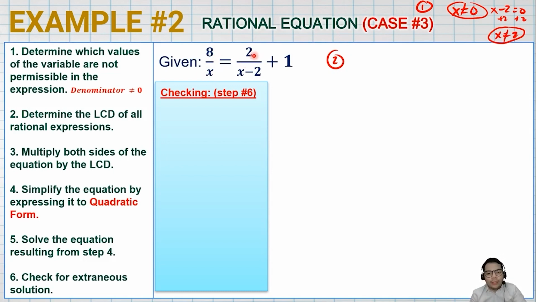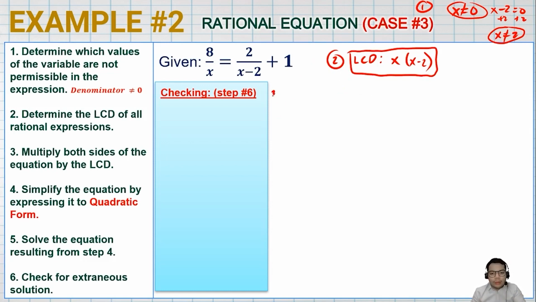So, we have 8 over x and 2 over x minus 2 as our rational expression. So, ang gagawin natin, get the LCD. Sabi dun sa video, once again, we just need to get the product of the denominators for these kinds of rational equation. And so we have x times x minus 2 as our LCD. So, that will be our second step. Yan. Third step, ang sabi dyan is we have to multiply this LCD to both sides of the equation.